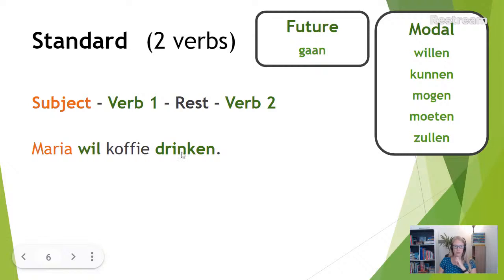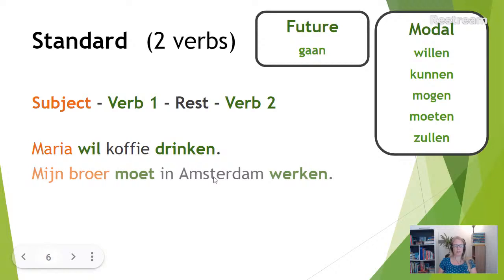Maria wil koffie drinken. So you can see wil is a modal verb. It's matching with the subject, Maria. And the second verb, drinken, is at the end in the full form, the so-called infinitive, the way you will find it in the dictionary. So usually for most verbs, this is with en at the end.